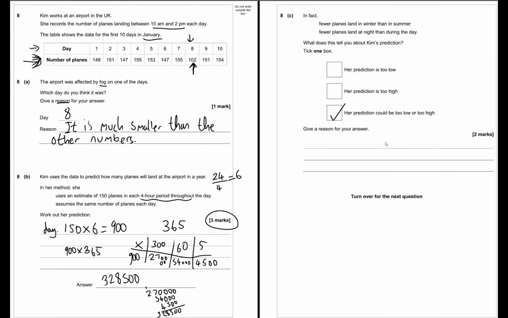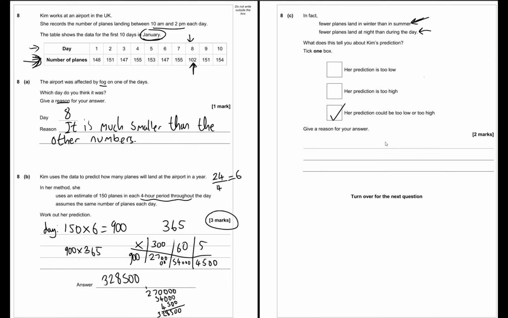So her prediction is about the number of planes during the middle of the day, which will be the most popular time. But we know fewer planes land at night than during the day. So this will mean her prediction will be too high. And then she's taken the data in January. But this is the least popular time for her flying. So that means in the summer there will be more planes. So that will mean her prediction is too low.